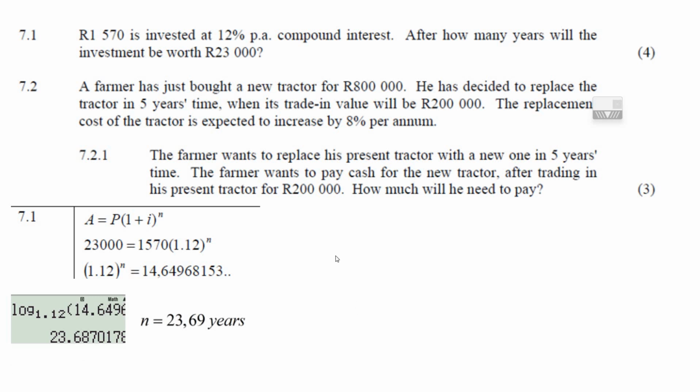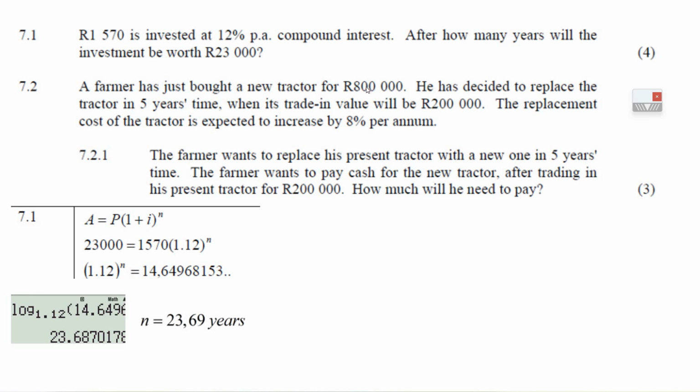First question done. Now, this farmer buys a tractor for 800,000. He's decided to replace the tractor in 5 years' time. Now, this tractor is going to be worth 200,000. So it depreciates, but they're giving us the answer. But the replacement cost of the tractor is supposed to increase by 8% per annum. Well, we're going to use this same formula, but increase it by 8% per annum. But if he trades in 200,000, how much will he need to pay?